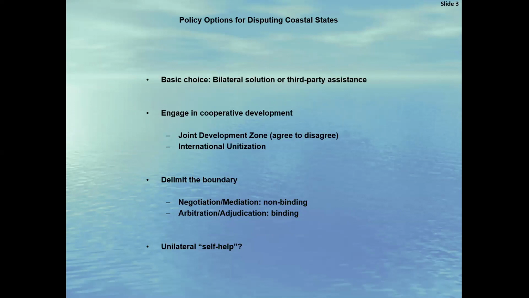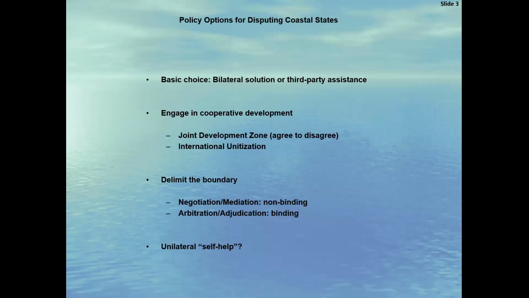Thank you, Rob. Now, in terms of policy options, let's keep in mind coastal states with overlapping claims to maritime areas have a basic choice between finding a bilateral solution or seeking third-party assistance. And the United Nations Convention on the Law of the Sea, to which Somalia and Kenya are parties, calls for negotiation in good faith of what it calls provisional arrangements of a practical nature, pending final delimitation of an exclusive economic zone or continental shelf. That is a treaty obligation.